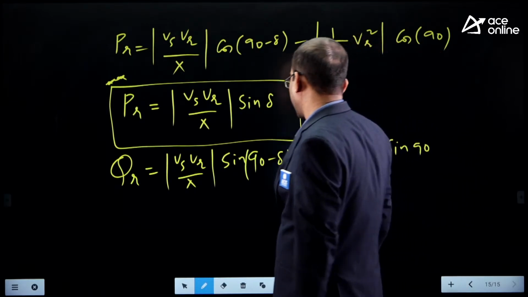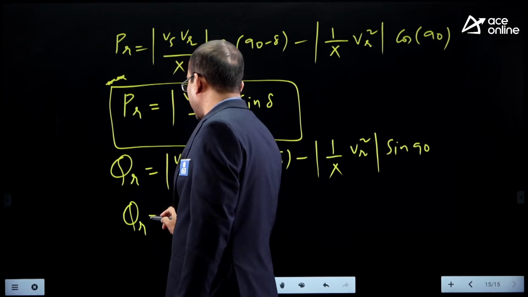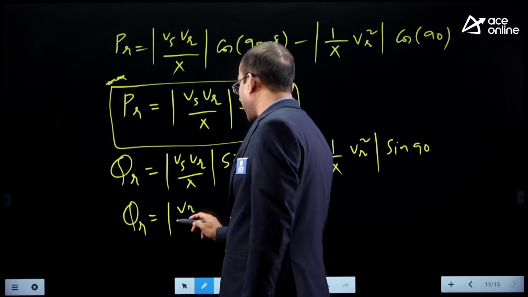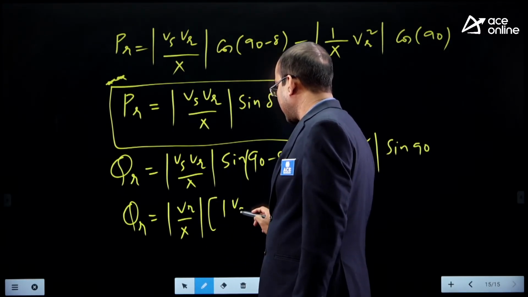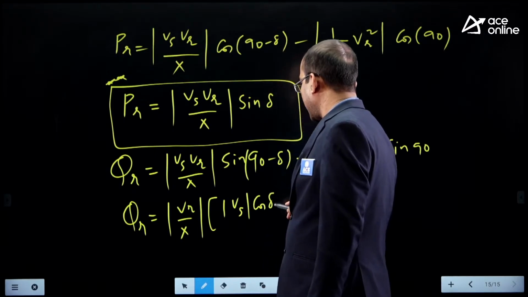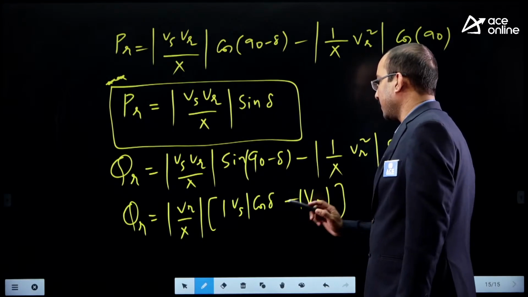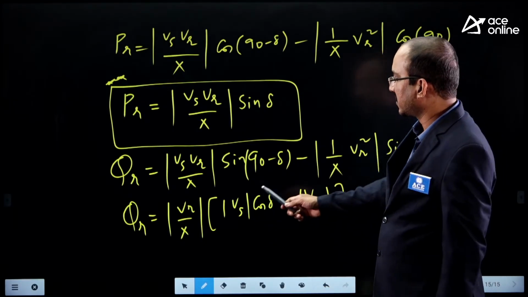Sin 90 is what? 1. So from this, what is the value of QR that you get? If you take Vr by x as common, QR is Vr by x times (Vs cos delta minus Vr). So this is the reactive power equation.